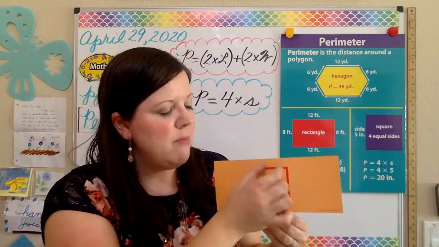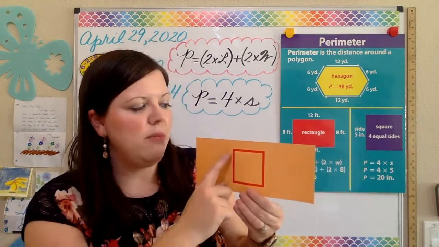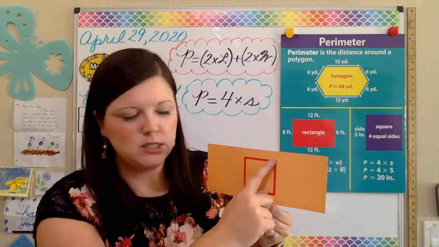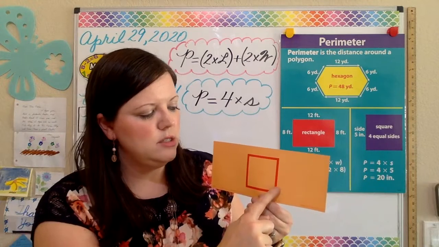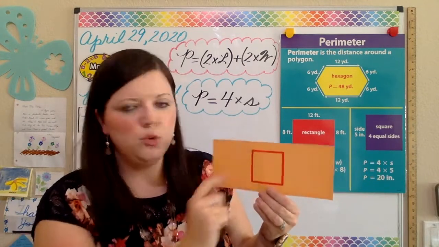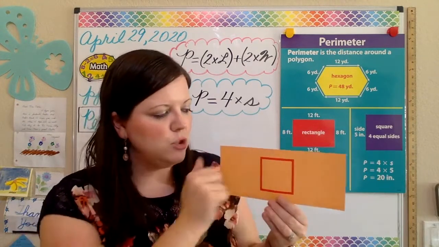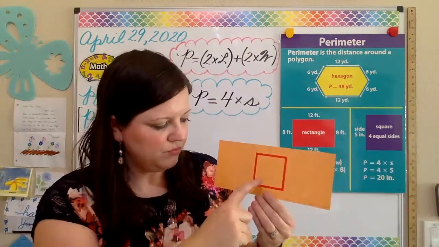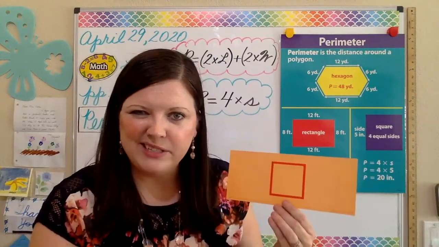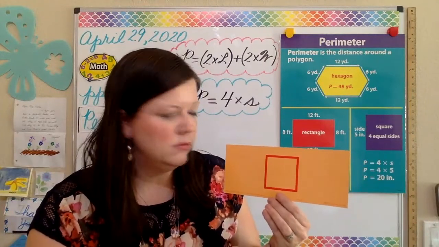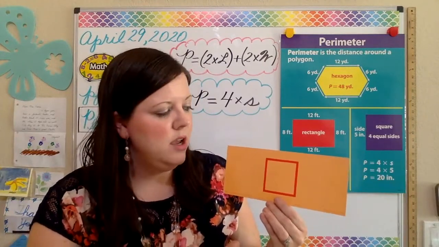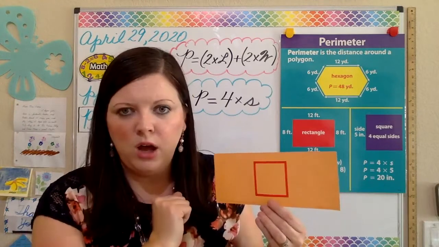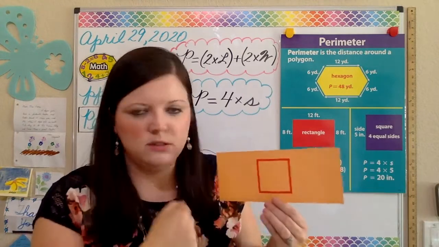So if I were to measure this square, I would say it's about 2 inches, 2 inches, 2 inches, 2 inches. So how much would it be? How many inches would it be all the way around? Well, does it really have a length and a width? Not really, because the top and the bottom is not longer than the sides.